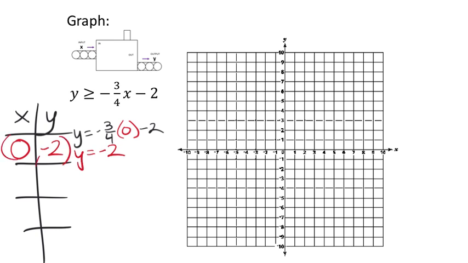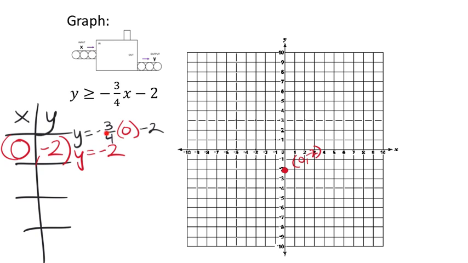You should have gotten the same value, the same ordered pair. So I put 0, -2 on the graph there. 0, -2, found it. And I'll label it 0, -2. Okay, that's my first ordered pair.